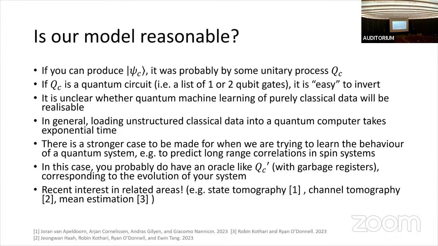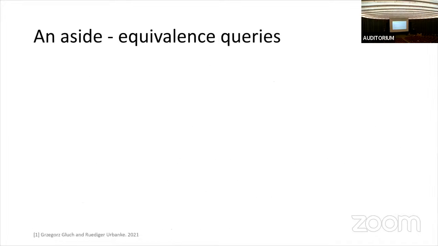And finally, we're not the only ones doing this. Other people are looking at this access model too in various different contexts. For example, to name a few: state tomography, channel tomography, and mean estimation, that is, estimating the mean of a classical random variable. All have recent works where you assume access to the unitary, the inverse of the unitary, and often also the controlled version of the unitary as well. We don't need the controlled version though.